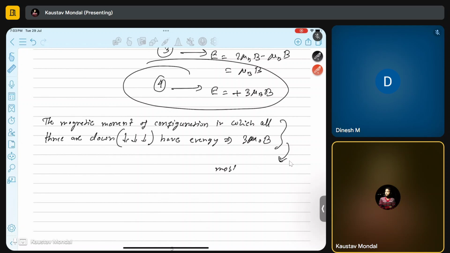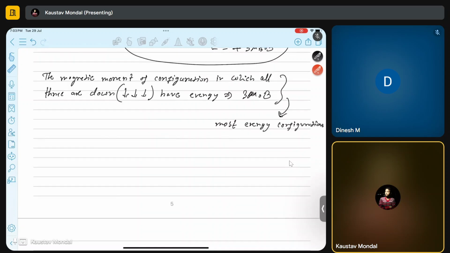most energy configuration, and the probability of this configuration would be 1/8. Okay, so right, you get it right.